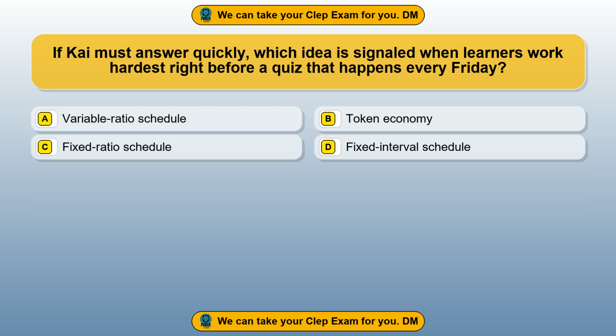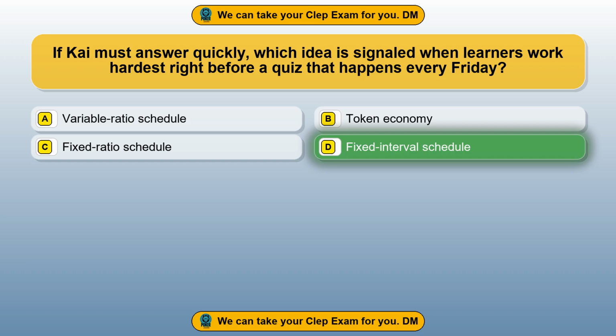Question 8. If Kai must answer quickly, which idea is signaled when learners work hardest right before a quiz that happens every Friday? Option A, variable ratio schedule. Option B, token economy. Option C, fixed ratio schedule. Option D, fixed interval schedule.